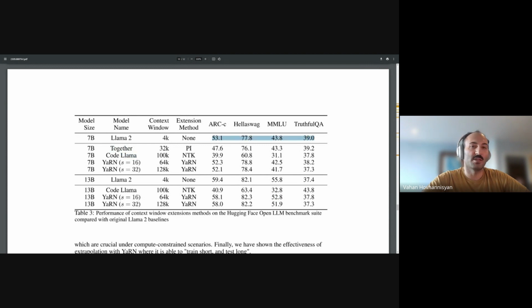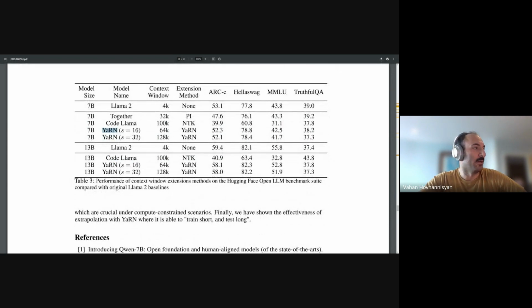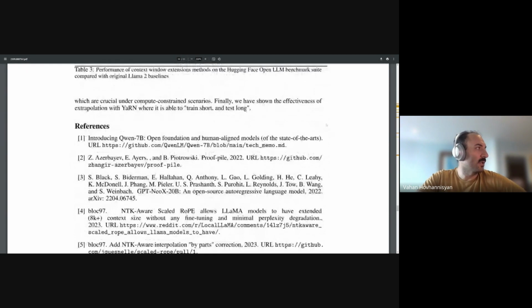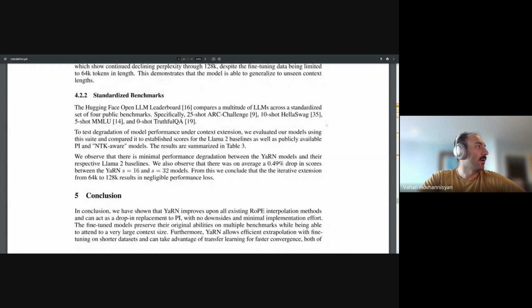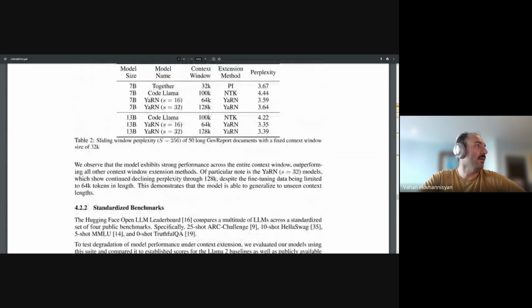It's important, and it makes sense, that we don't only look at perplexity and context window, but at actual tasks. Those are tested on actual tasks, and those models actually suffer quite a bit, both Together and Code Llama. On the other hand, YaRN doesn't suffer too much, very little compared to those. So I guess that's reasonable, just to give us an idea that the model is still good. We talked about benchmarks, and yeah, this is all.